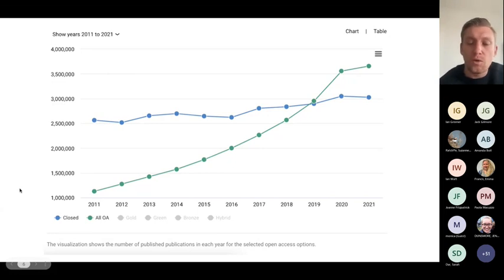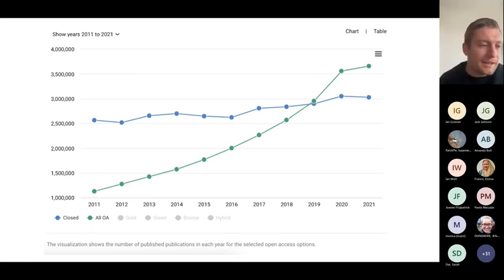This is some data from a sister organization of ours called Dimensions. We see that the number of open access papers published each year passed the number of closed access papers published each year in 2019. So this has been going on since the 1980s. So I think this trend will continue.